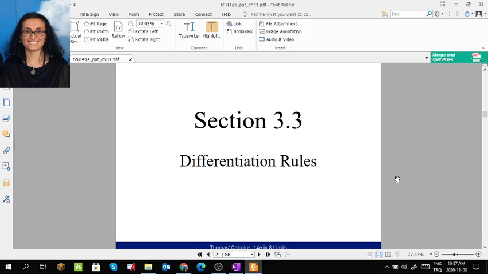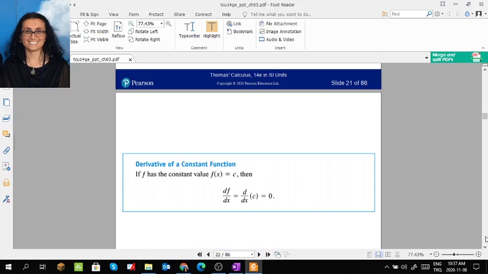Okay, we are going to talk about section 3.3, differentiation rules. Let's see what we have in this chapter. Things are really getting easier in this chapter. We are going to be talking about the derivative of a constant function. At first, this is the simplest case.